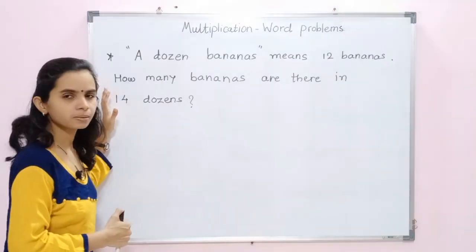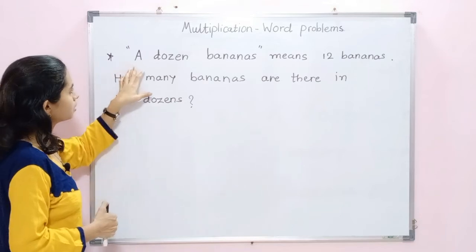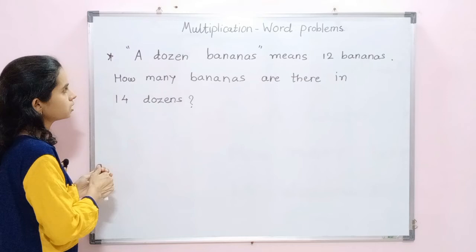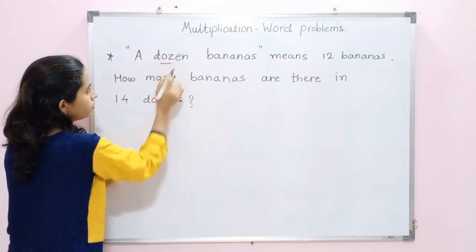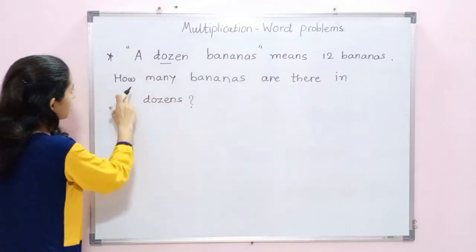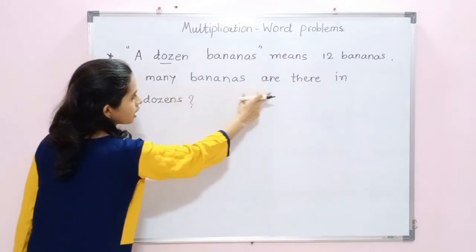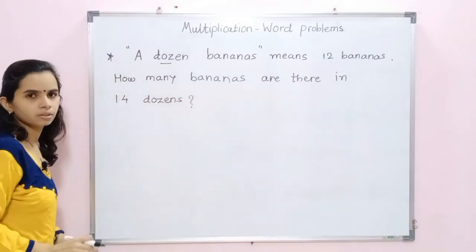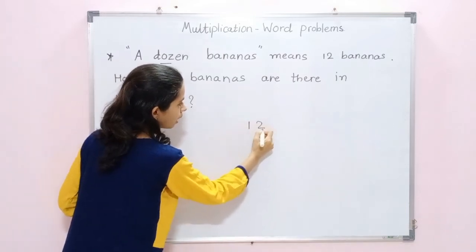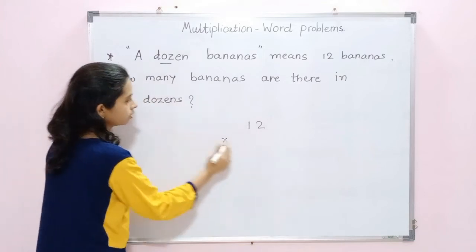Students, look at this example carefully. A dozen bananas means 12 bananas. Here this dozen is a counting unit which contains 12 numbers in it. Next is how many bananas are there in 14 dozen. Means here we have to multiply this 12 by this 14.